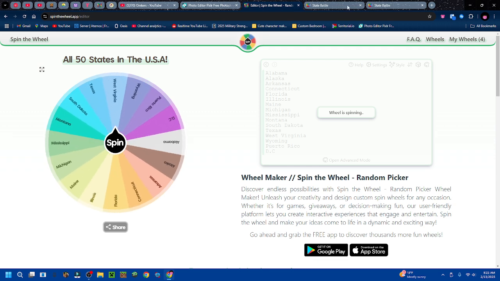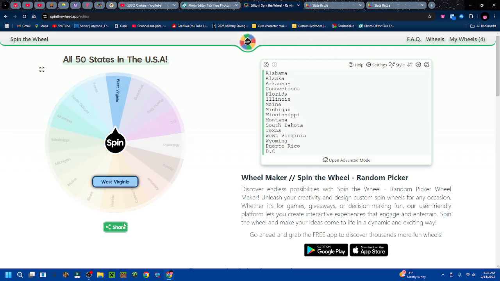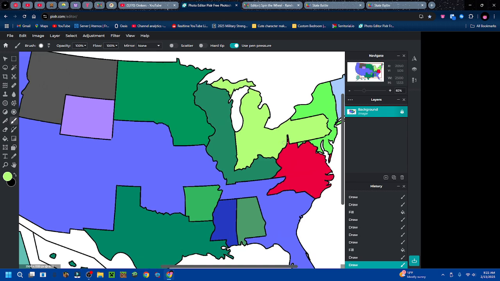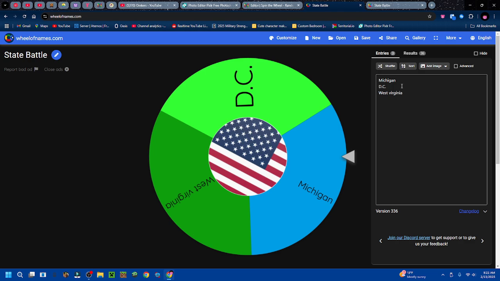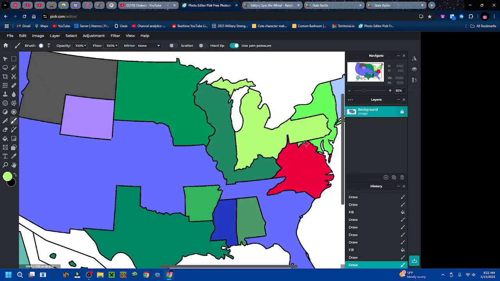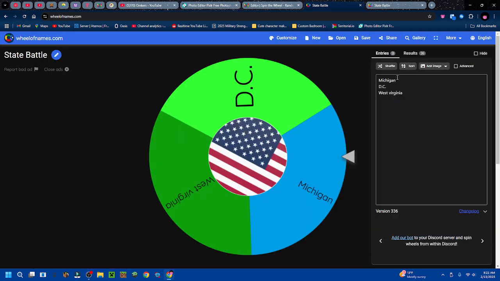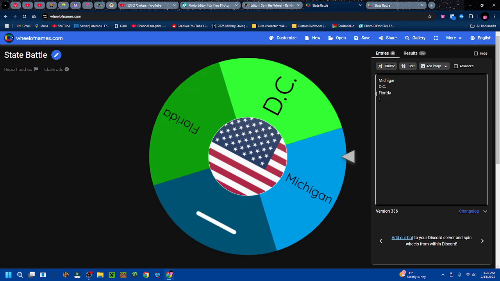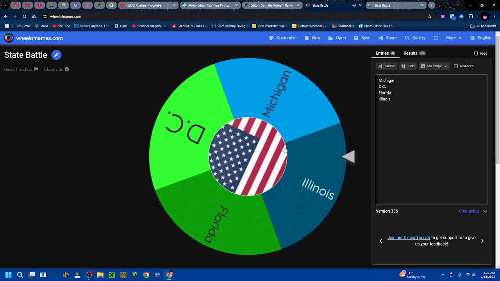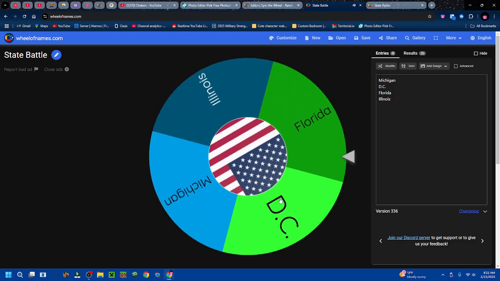It's going to be West Virginia attacking next. Who does West Virginia border? They border Michigan, Illinois, Florida, DC. So Michigan, DC, Florida, Illinois. That's everyone that they border. And it looks like they're going to be going after Florida.